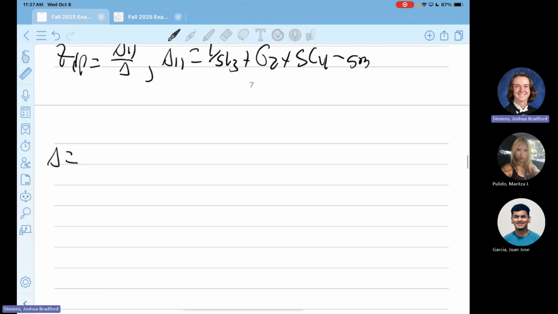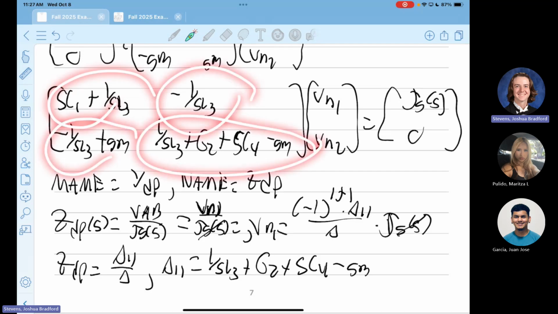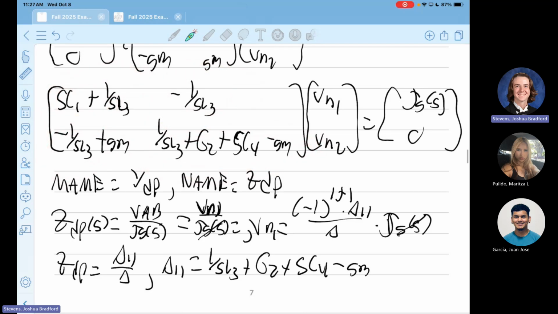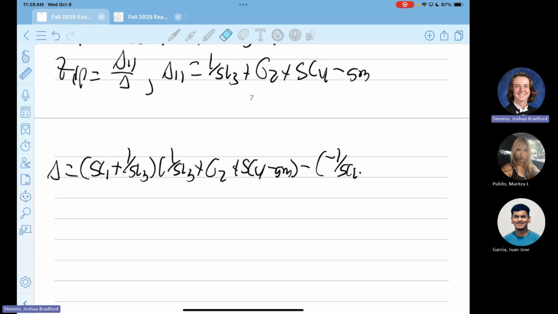Okay, so it is this. I'm going to erase that. It's this term multiplied by this term minus this term multiplied by that term. Do y'all agree? Okay. All right: (SG1 + 1/(SL3)) times (1/(SL3) + G2 + SC4 - GM), and that is all minus (-1/(SL3)) times (-1/(SL3) + GM).